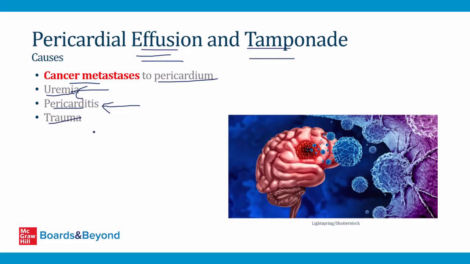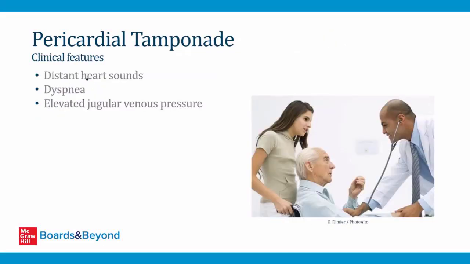These come on suddenly, and like I told you before, in those situations, it does not take a lot of fluid for tamponade to occur. What are some of the clinical features of tamponade? Well, first of all, distant heart sounds are a clinical feature of anyone with an effusion, whether or not they've progressed to tamponade. Basically, it's hard to hear the heart sounds when the heart is surrounded by a large collection of fluid. And then dyspnea is a symptom of high left atrial pressure.